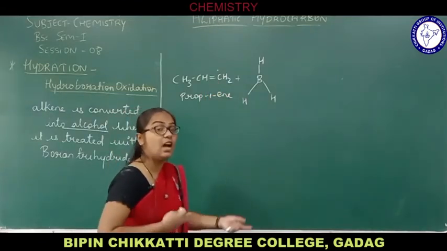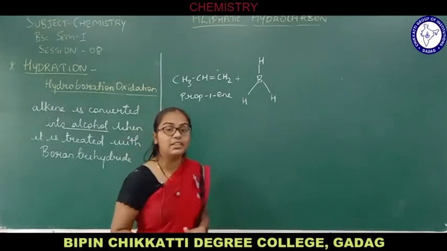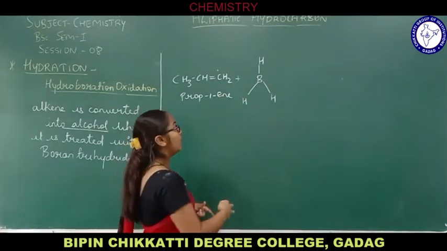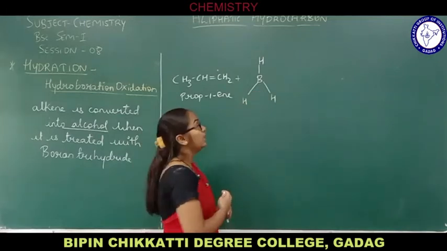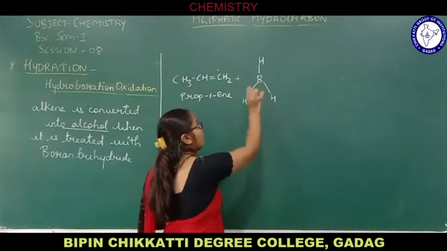So let's understand how these oppositely charged groups are formed in both the respective reactants. Now in boron trihydrate, if you compare, these three hydrogens are similar and the boron is different.